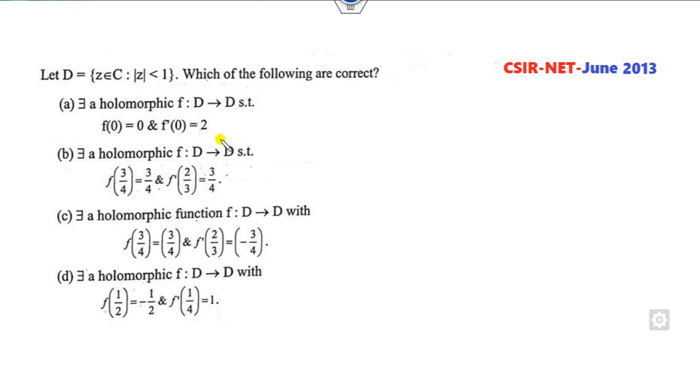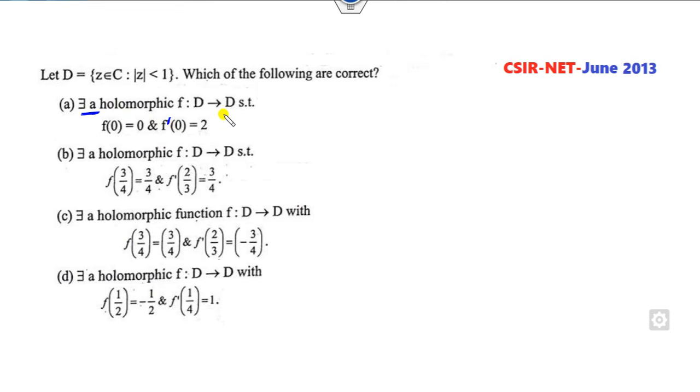Look at this another one. F of 0 is given to you, f dash. Now, they ask there exists, not always. He said there exists. Can you find a function? Okay, we can firstly find whether.